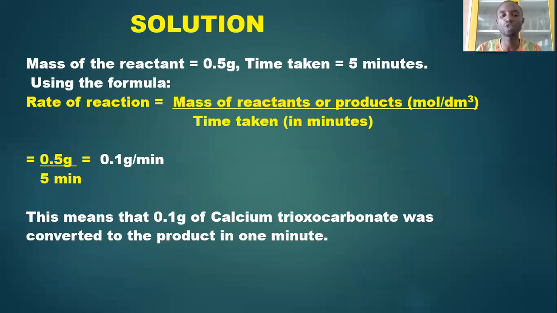It means that 0.1 gram of calcium carbonate was converted to product in 1 minute. In 1 minute, that is what it means. 0.1 gram of calcium carbonate was converted to the product in 1 minute. That is the implication of what it means.